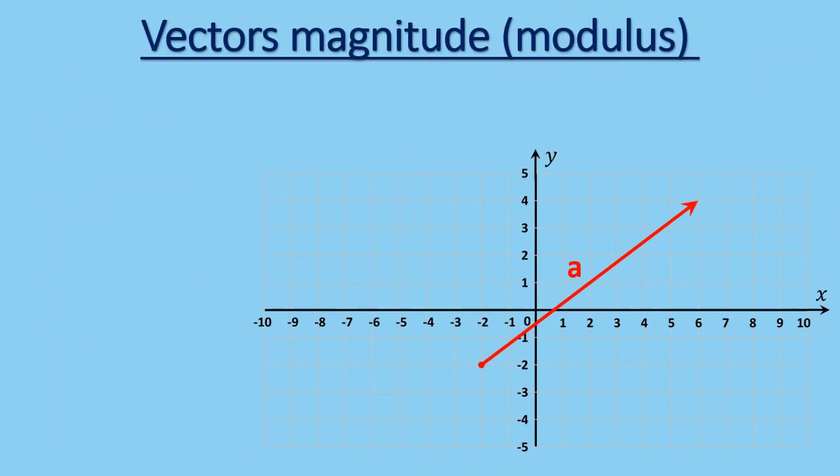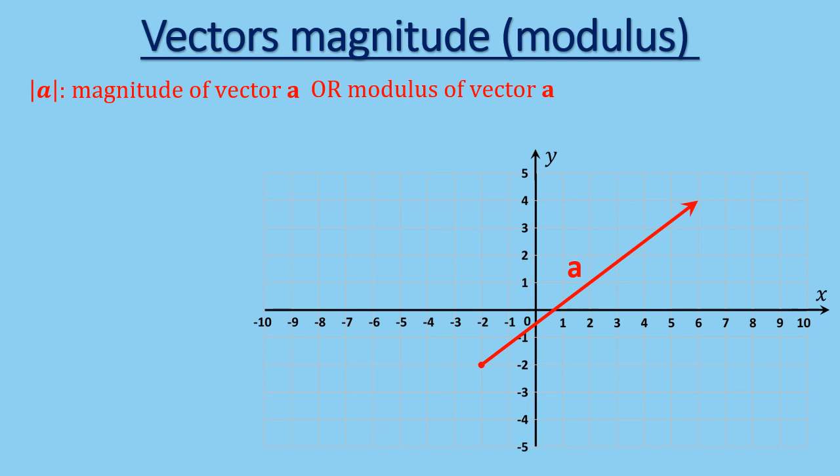The magnitude of the vector, also known as the modulus, is represented by 2 vertical lines. For example, if I want to write down the magnitude of vector a, I will put it between 2 vertical lines like this, and pronounce it the magnitude of vector a, or the modulus of vector a.